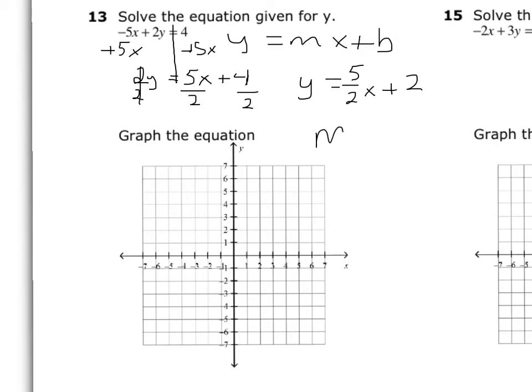Identify the m and the b. M is 5 halves. B is 2. So we're going to start at 2. And we're going to go up 5 over 2. And then down 5 and backwards 2. And I will run out of space if I go down 5 more, so we will draw our line.